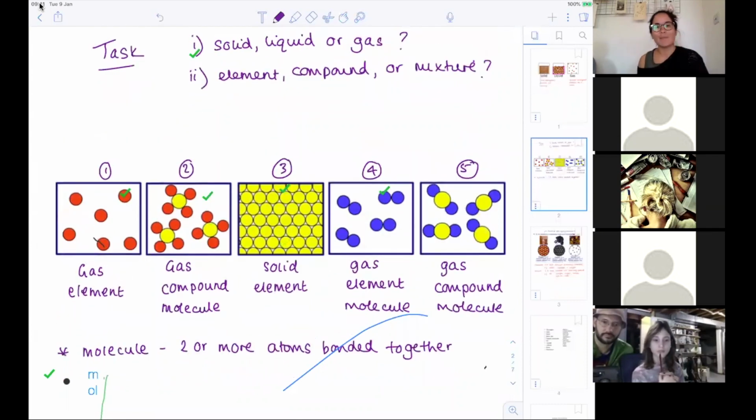Okay, so is everyone happy with that? You've got to be good with your particle diagrams, and I'm hoping this has given you a good example.